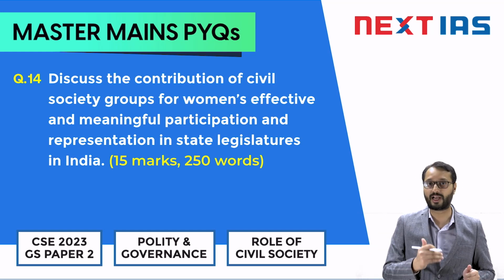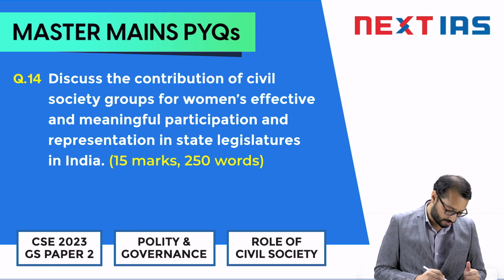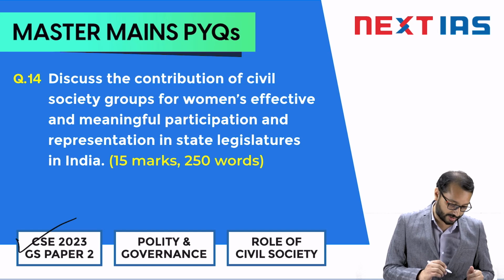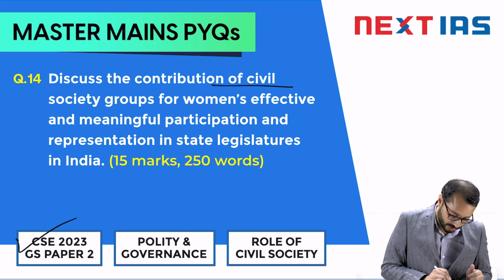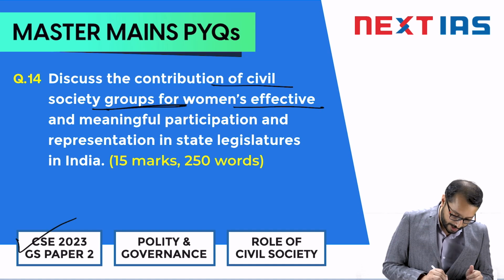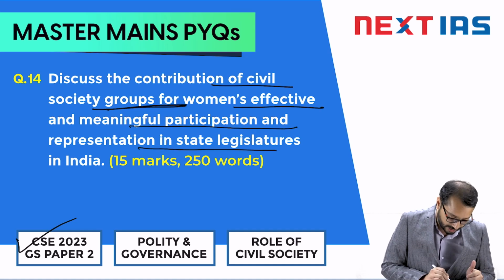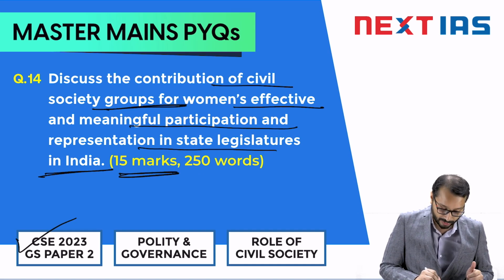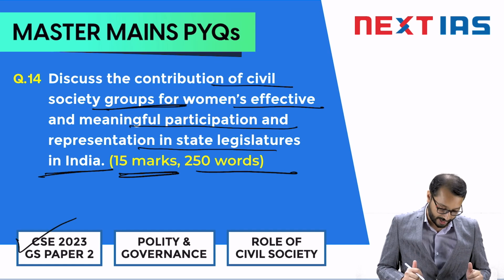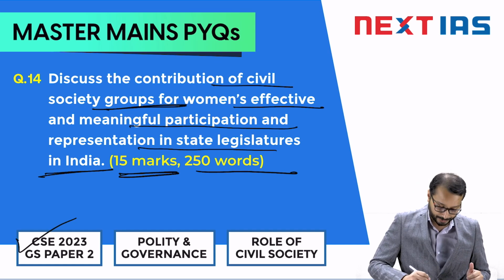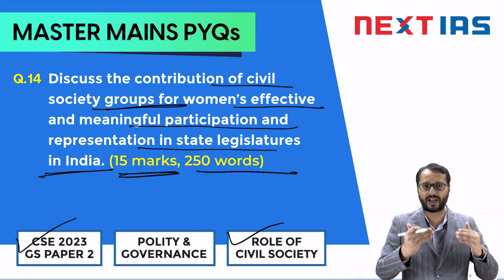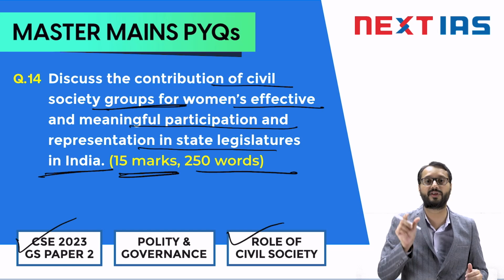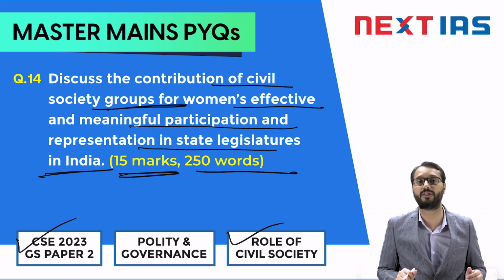And this is the last question of governance that was asked in the CSE 2023 GS Paper 2. The question was: discuss the contribution of civil society groups for women's effective and meaningful participation and representation in state legislatures. This was question number 14. It was 15 marks, and you are supposed to write this in 250 words. This pertains to the role of NGOs, SHGs and other associations, which is part of your syllabus. So the role of civil society is where you can locate this particular question in your syllabus.